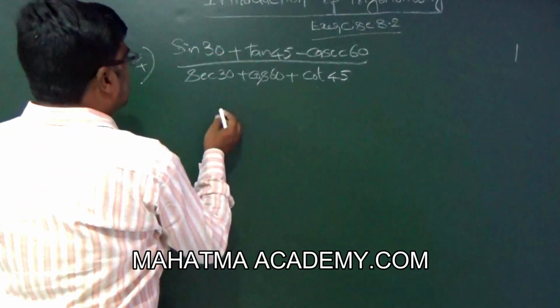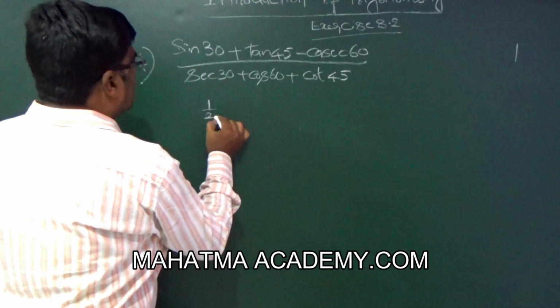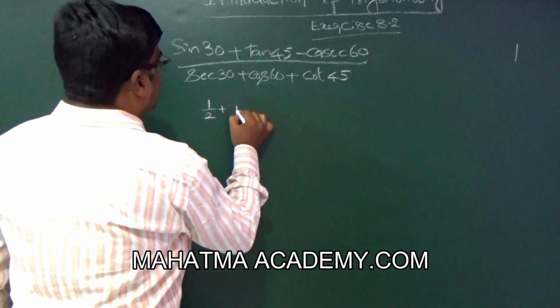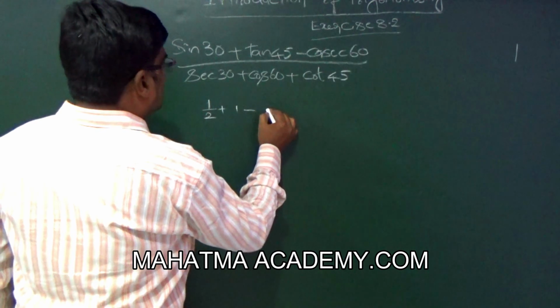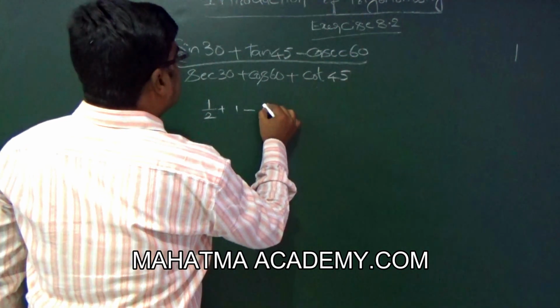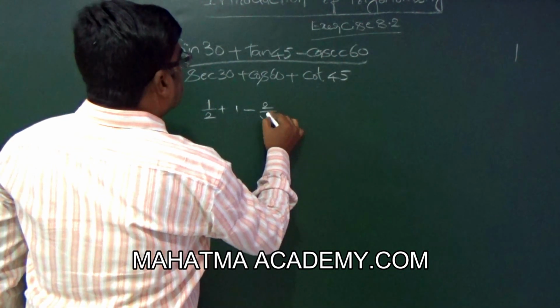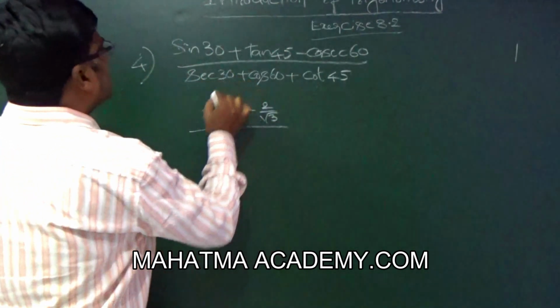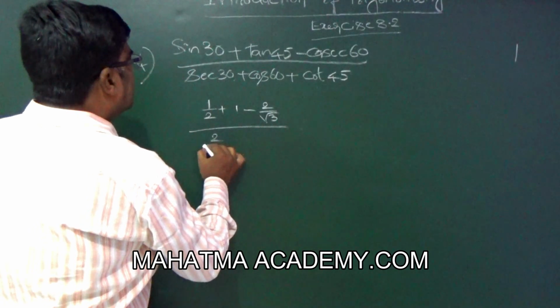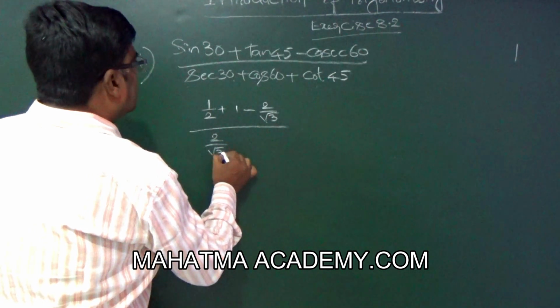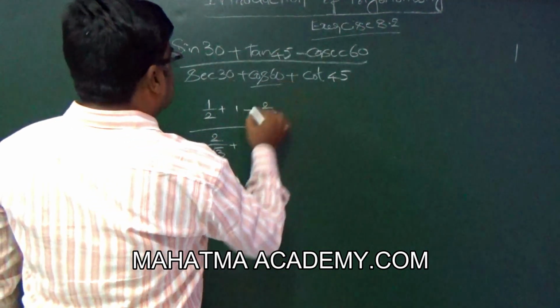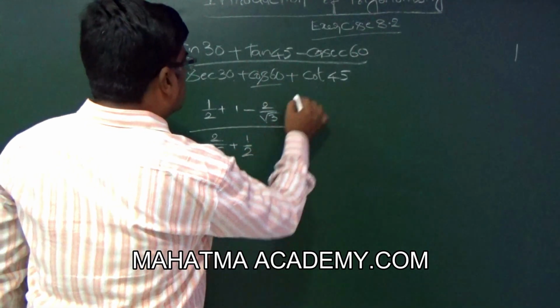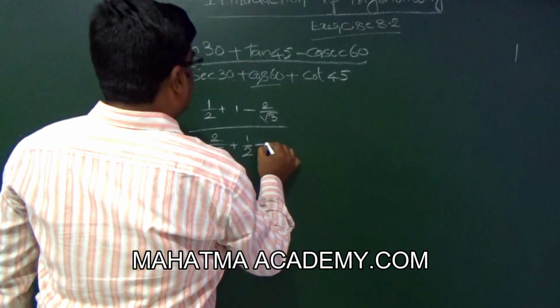What about sin 30? Sin 30 is 1 upon root 2. What about tan 45? Tan 45 is 1. What about cosec 60? 2 by root 3. What about the denominator? Secant 30 is 2 upon root 3. What about cos 60? 1 by 2. What about cot 45? 1.